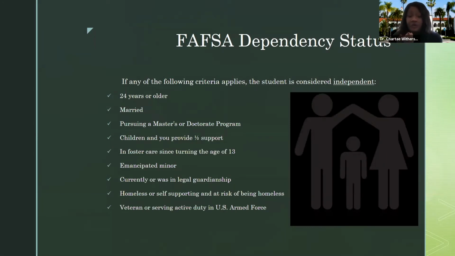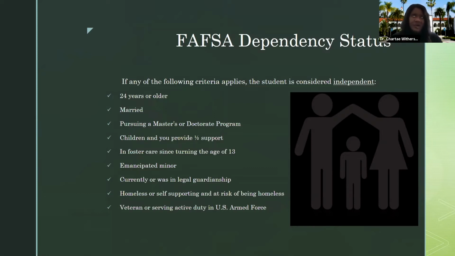You have to be 24 years old or older, married, pursuing a master's or a doctorate's degree, if you have children that you provide more than half of the support for, if you were in foster care since the age of 13, an emancipated minor, currently or was in a legal guardianship, if you're homeless or self-supporting yourself or at risk for being homeless, or if you were a veteran and served our country. These are the requirements that'll let you know if you are considered an independent student, meaning that you don't have to provide your parents' information.